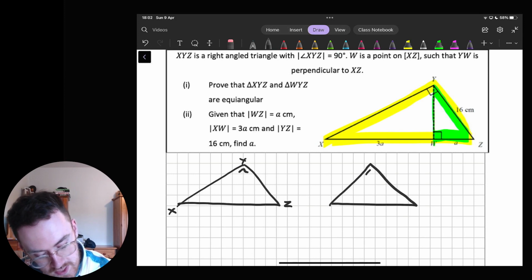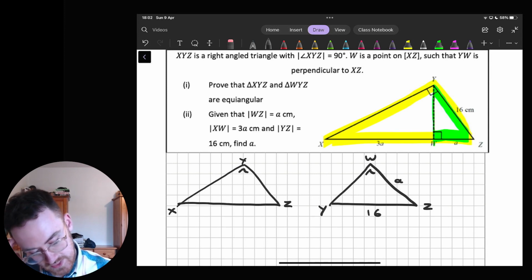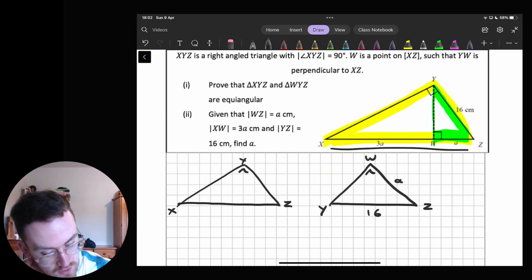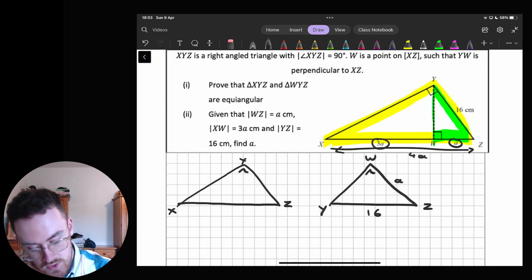So I'm taking that right angle, which is at W, and I'm going to put that up here this time, and we'll put Y here, and we'll put Z here. So YZ is 16, WZ is A, then XZ, the whole way along, would be 4A, because this is 3A and this is 1A, so this is 4A. And YZ is common to both, and that's the 16.